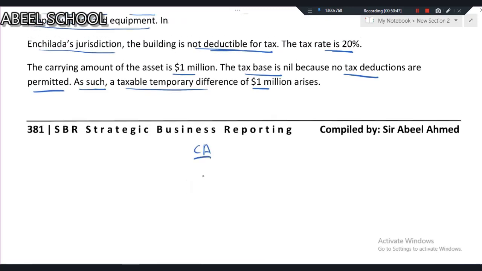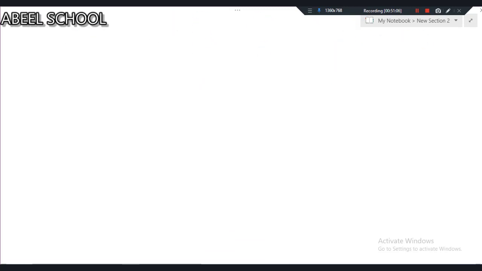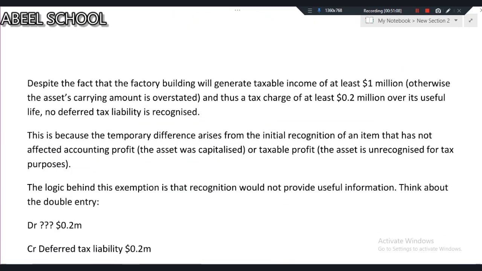the carrying amount will be 1 million, and the tax base will be 0. The temporary difference will be 1 million, so there will be a taxable difference according to our relationship. But due to this taxable difference, you should not be recognizing a deferred tax liability because it is the exception. Let's see what they are saying. Despite the fact that the factory building will generate taxable income of at least 1 million, otherwise the asset carrying amount is overstated, thus a tax charge of at least 0.2 million over its useful life, no deferred tax liability is recognized.